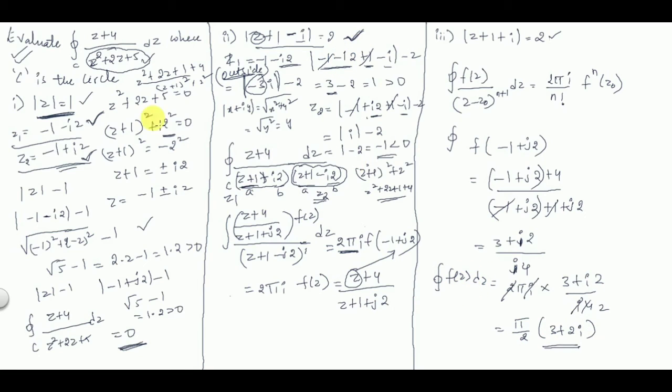Okay, so I hope you have understood that. For the first contour, z is equal to 1, both the singularities are outside the contour, so since both are outside the contour, the value of the integral is 0.